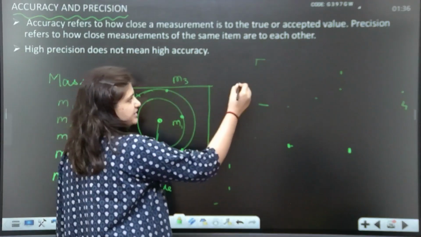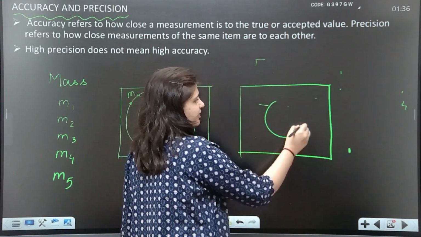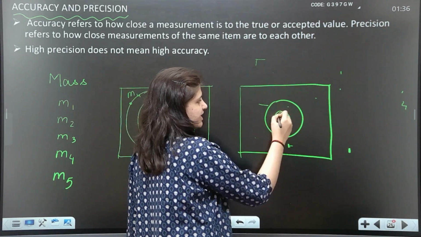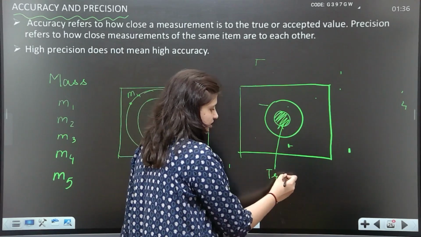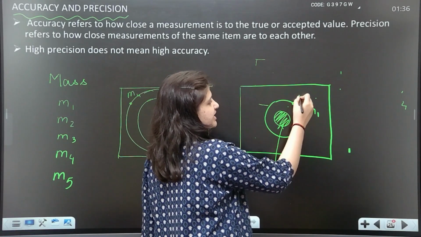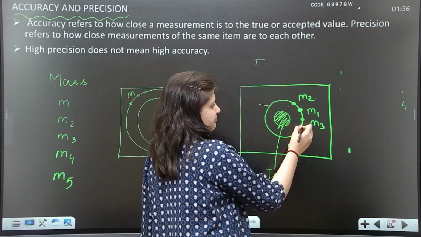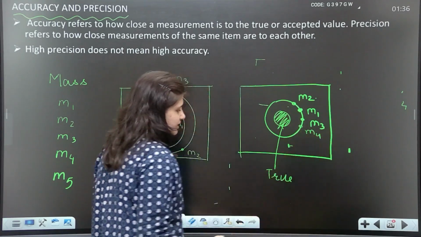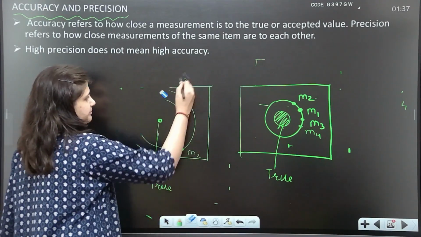Now let's consider another case. At the center we have the true value. This is M1, similarly this is M2, this is M3, this is M4. Let me draw all the types of cases first so you can easily understand and differentiate them.